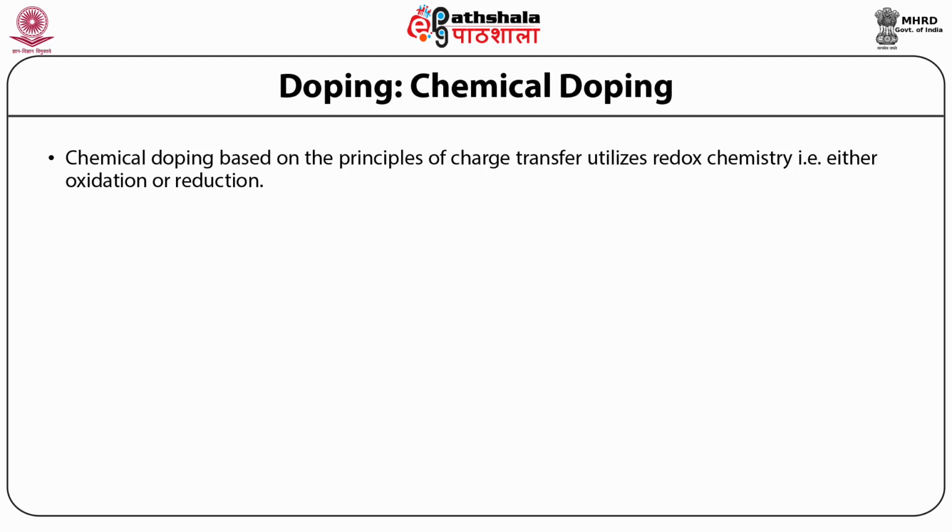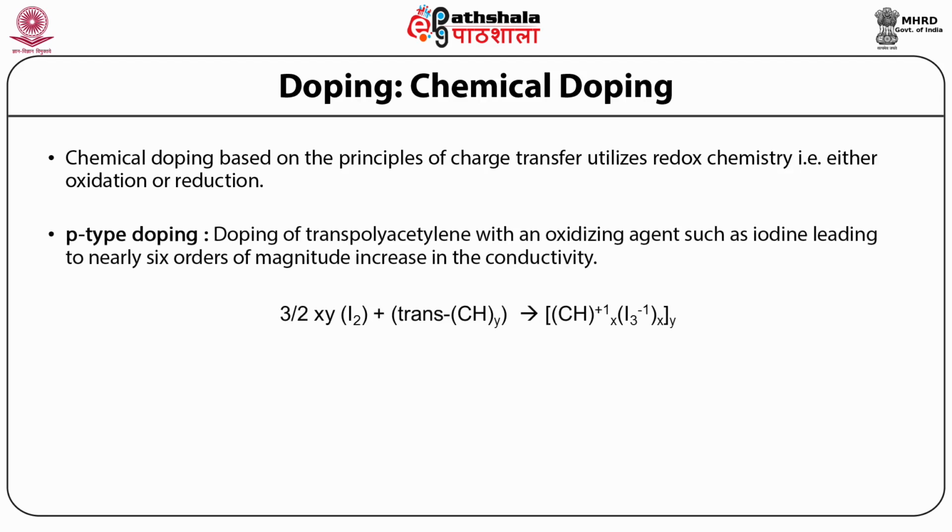Chemical doping is based on the principle of charge transfer, which utilizes redox chemistry, that is either oxidation or reduction. Doping with a p-type dopant results in oxidation via the removal of electrons, whilst n-type doping results in the reduction of the polymer by adding electrons. Now these are the reactions that illustrate the two kinds of doping phenomenon. First we will discuss p-type doping.